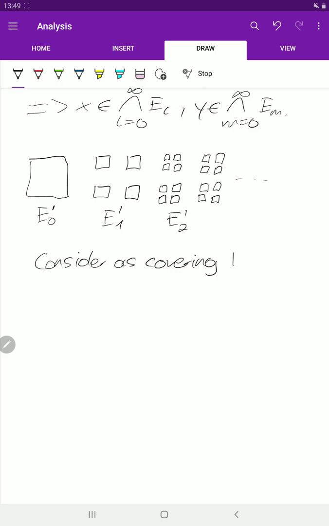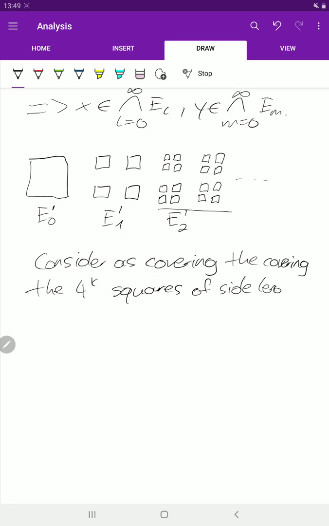So which covering do we take? Well, we just take the squares we have here. So how many squares do we have? Well, 4 to the k, and they have side length 3 to the minus k, and the diameter of one such square would be square root of 2 times 3 to the minus k.